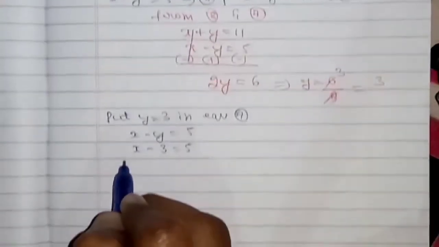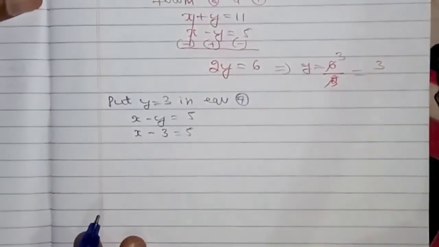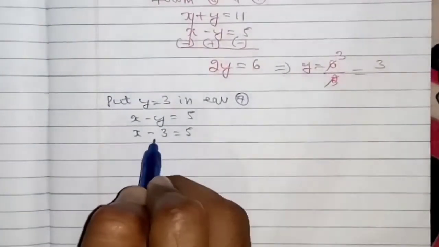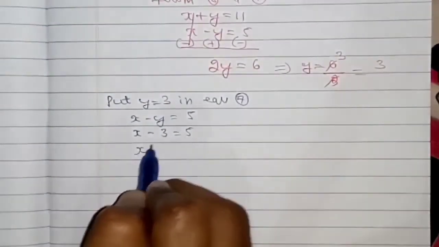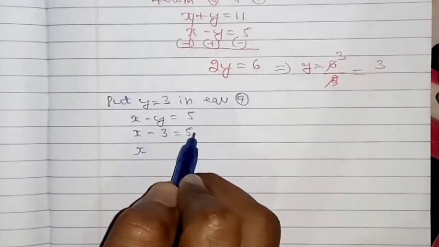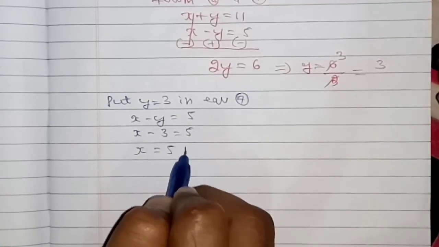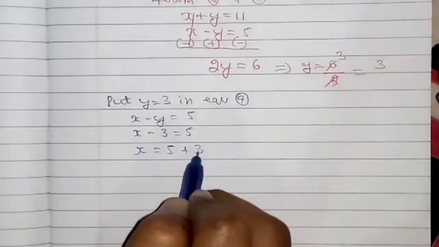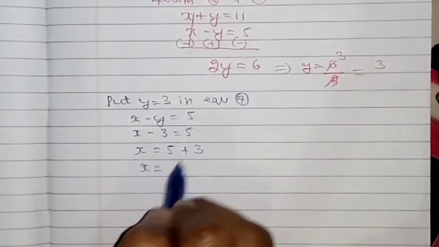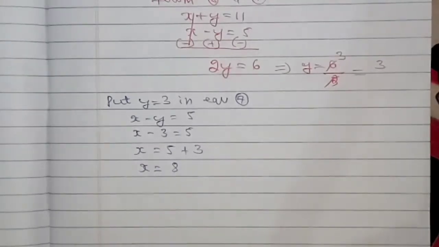Now just send the minus 3 to the right hand side. Now if you send minus 3 to the right hand side, it will become plus, right? So x is equals to 5, minus 3 will become plus 3, so x is equals to 5 plus 3 is 8. So nothing but this is the answer.